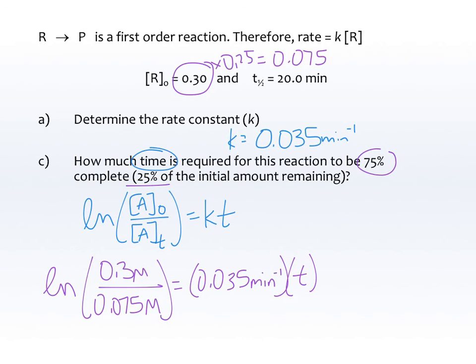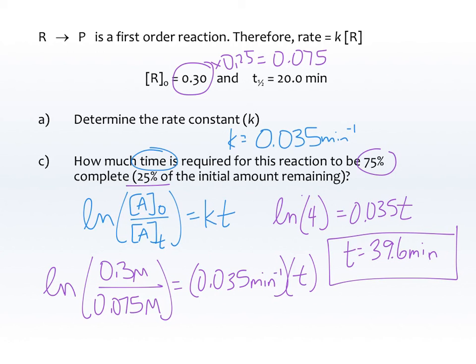So what we're going to do is divide 0.3 by 0.075, and that is 4. So we have ln of 4 is equal to 0.035 t. And so we'll divide both sides by 0.035, and t is equal to 39.6 minutes.